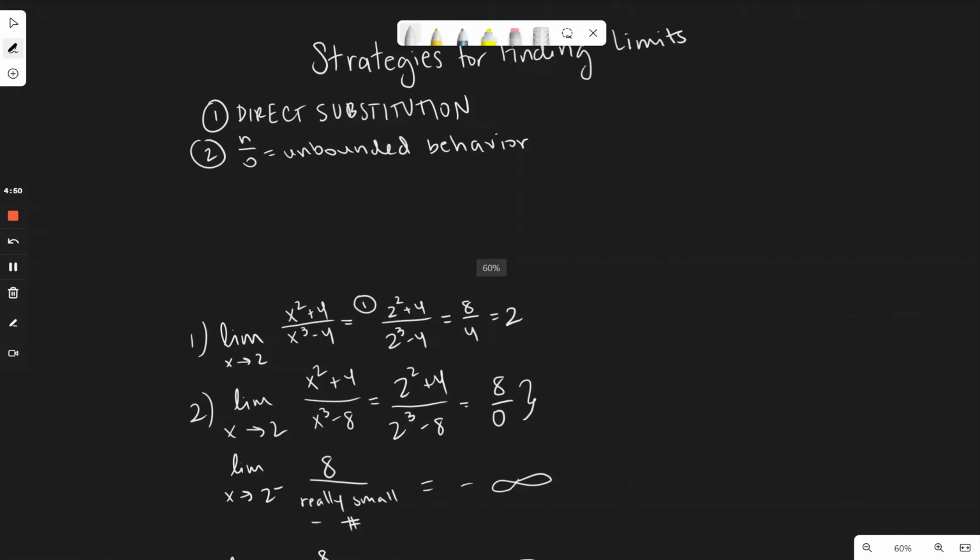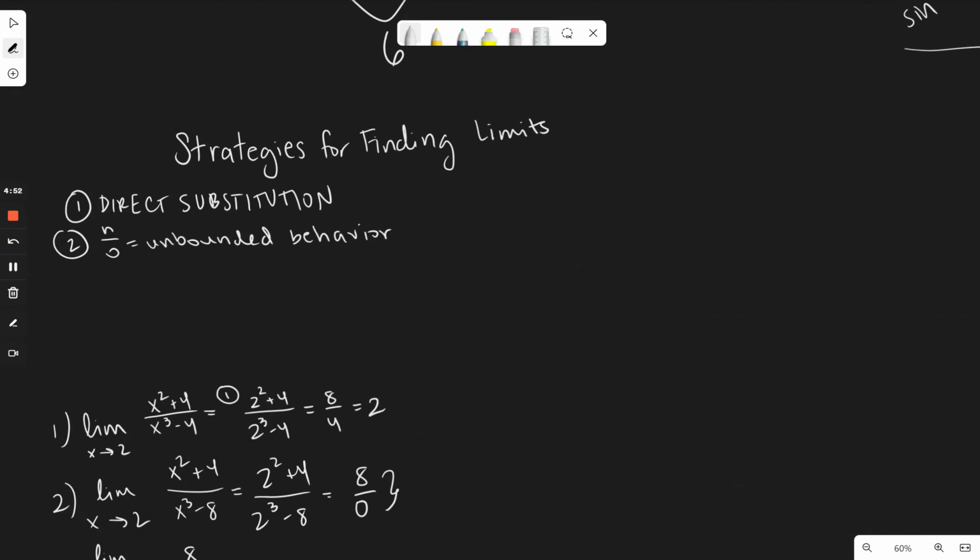So one way to think about this is if the denominator is equal to 0, it's unbounded behavior, and you need to think about the graph.